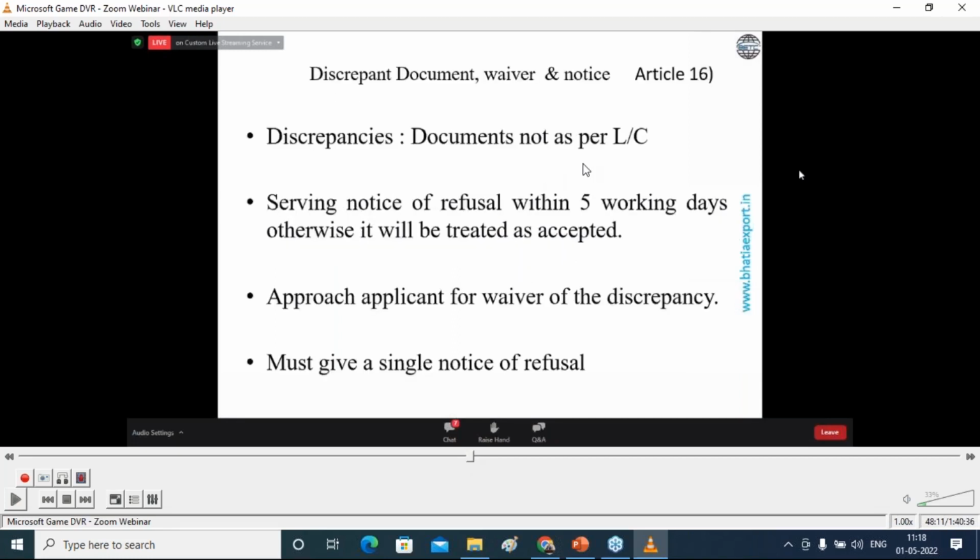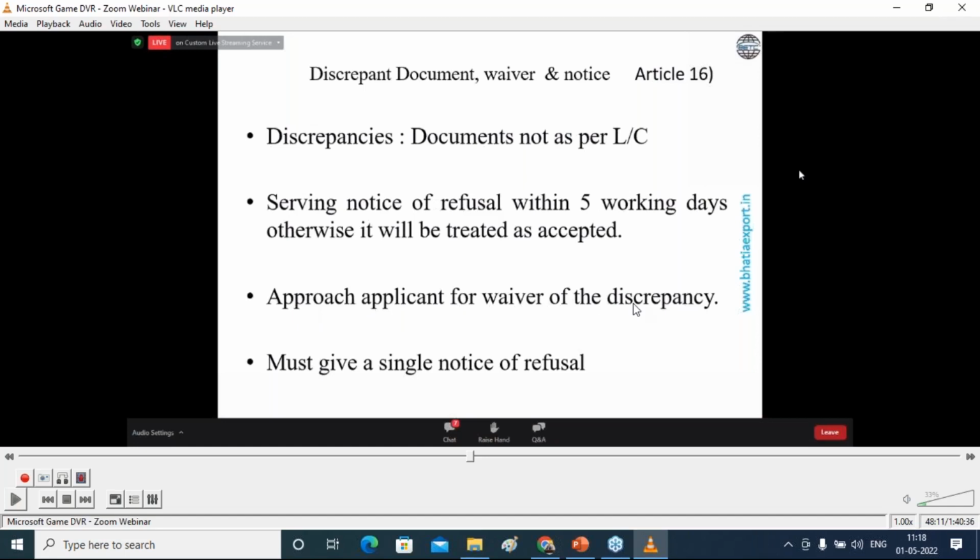Discrepancy: documents not as per the LC is a discrepancy, that is the definition. If there is a discrepancy, the bank must serve notice of refusal within 5 days, otherwise it will be treated as accepted. If the bankers have not given notice of any discrepancies, the banks within 5 working days have to give notice of any discrepancy. If they find one, they have to intimate, otherwise it is treated as accepted by the bank.